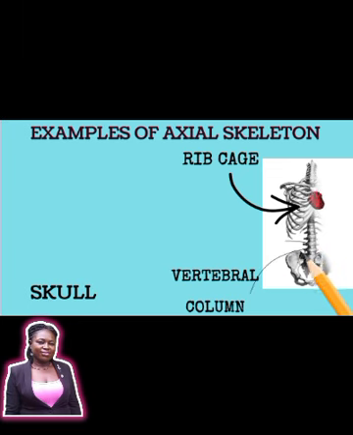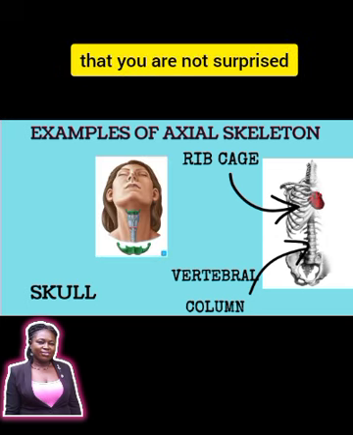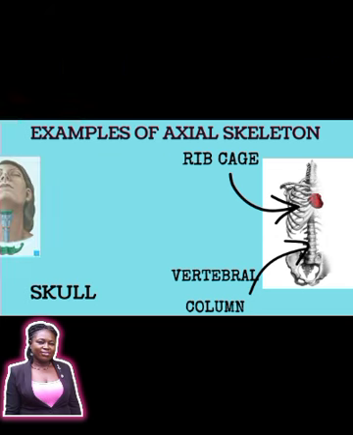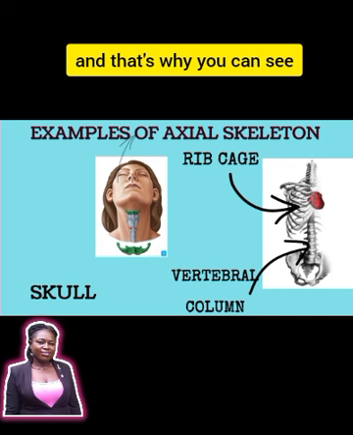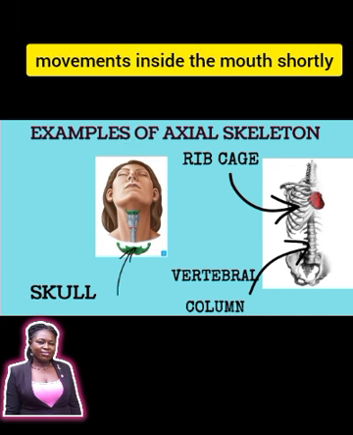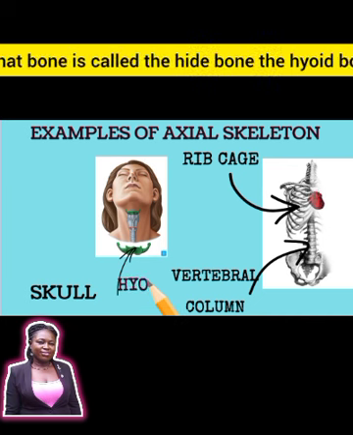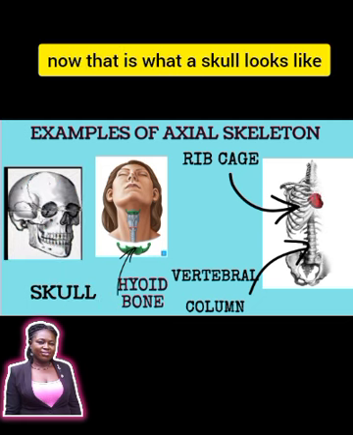You know our tongue. If you look at your tongue, it does not have any bone. Are you wondering how the tongue is able to go up and go down? There's a special bone that actually supports the tongue, and that's why the tongue can make different movements inside the mouth. Shortly, that bone is called the hyoid bone. The hyoid bone. So that is what a skull looks like.